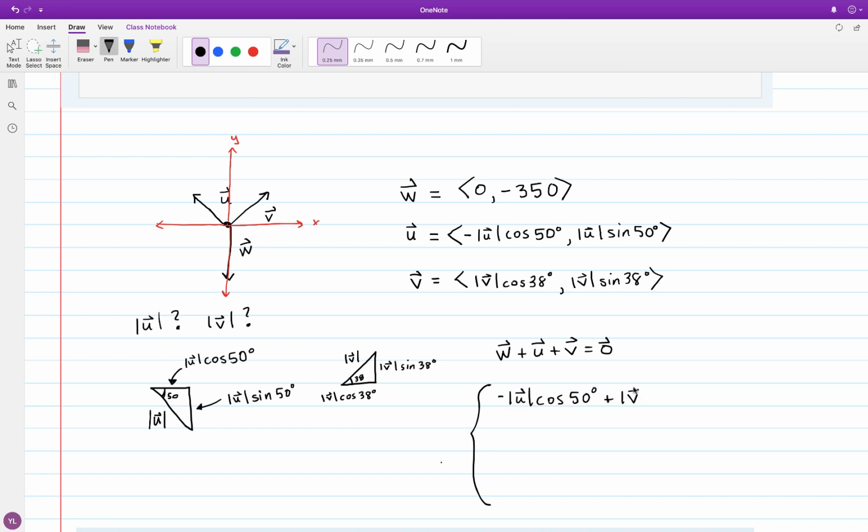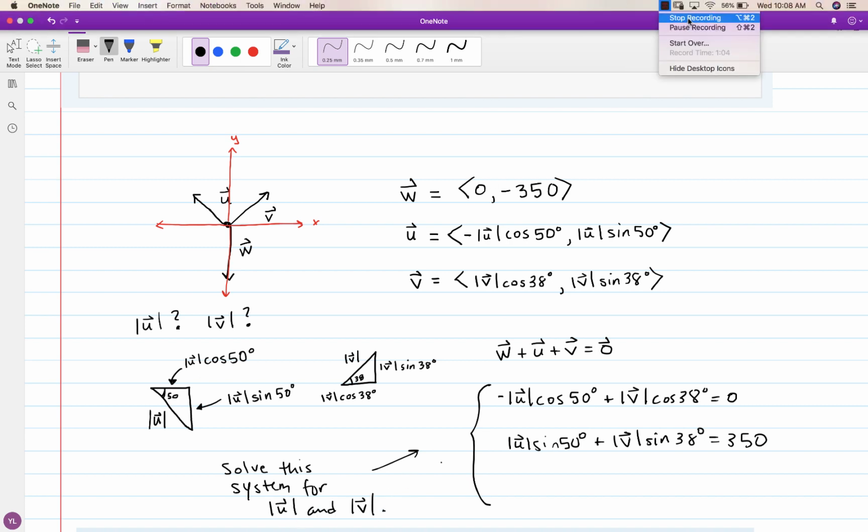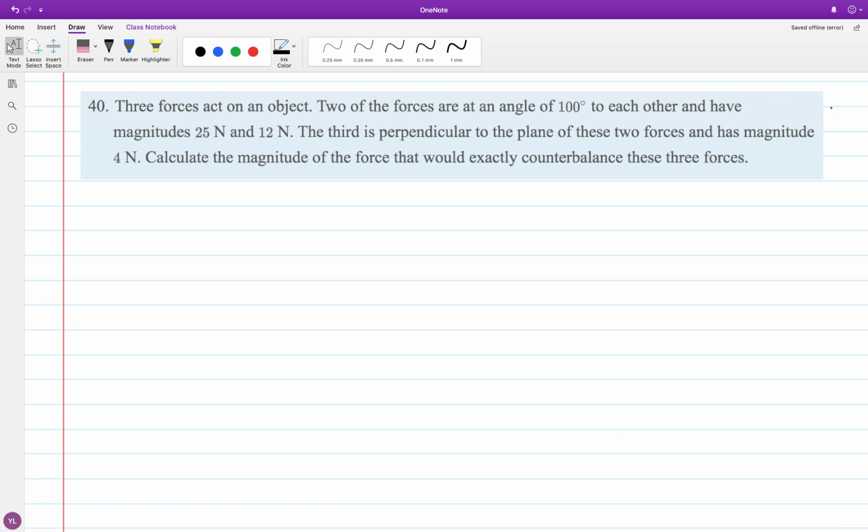If I set up the equation that I get from adding up the x-coordinates equaling 0 and adding up the y-coordinates equal to 0, then I just have a linear system that I need to solve in terms of magnitude U and magnitude V. So that should get you started and just solve for magnitude U, magnitude V.